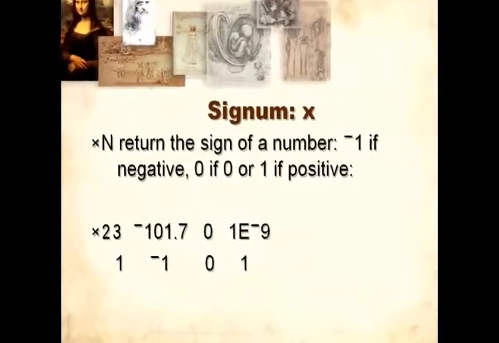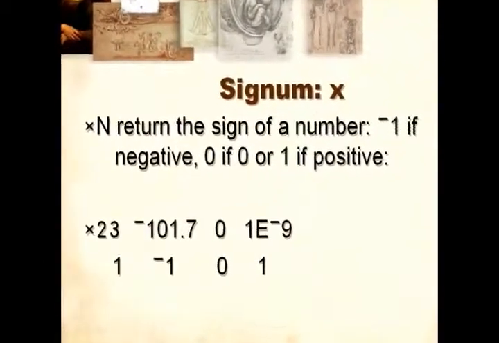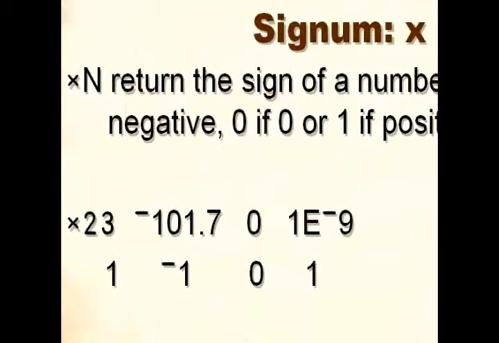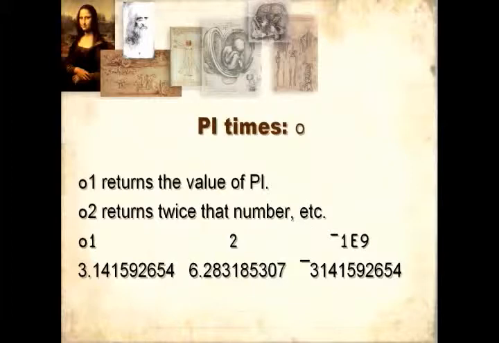The signum returns the sign of a number. Minus 1 if it was negative, 0 if it was 0, and 1 if it was positive. Pi. Pi 1 returns the value of pi. Pi 2 returns twice that number, and so on and so on.